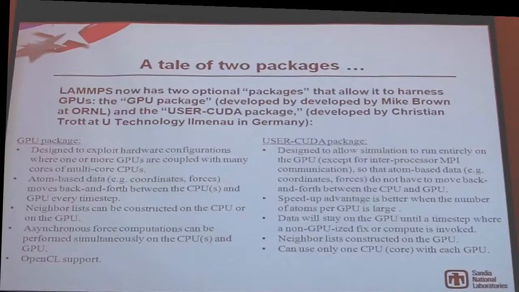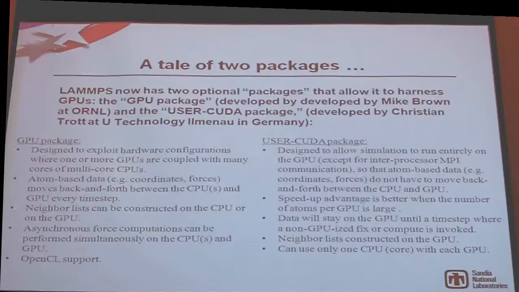So the GPU package was designed to exploit hardware configurations where you've got 1 or more GPUs coupled with many cores or multi-core CPUs. And so the design intent there was to be able to harness the entire node of available CPU and GPU resources. And one of the biggest disadvantages of this approach was that it moves the atom-based data, the coordinates, the forces back and forth between the CPU and the GPU every time step. And if you know about how these architectures are in the communication between the CPU and GPU, you know that that's somewhat of a bottleneck. So that's the biggest downside that I see with the GPU package.